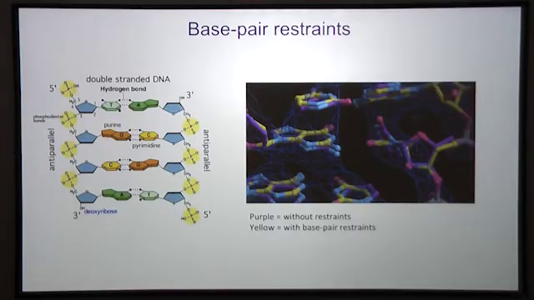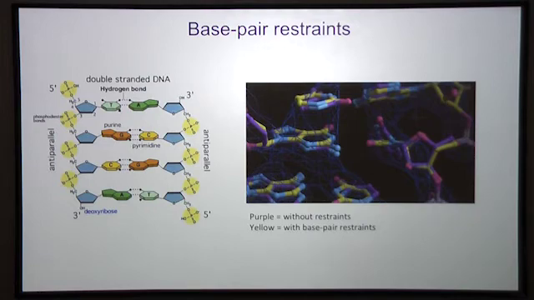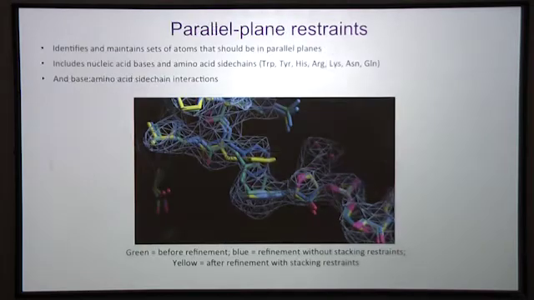Okay. And the same is true for nucleic acids. We know that the Watson-Crick edges of the bases should face each other, and the hydrogen bonds should be a certain distance apart. So we can again include that information as these base pair restraints. So you can see in purple, without those restraints, it may try to fit itself to density in the optimal way, but by adding the restraints, it fits in a way that is consistent with hydrogen bonding with the opposite nucleotide. Also, we know that many aromatic residues and nucleotides should stack in a planar way together, so we can also include that information in these parallel plane restraints.